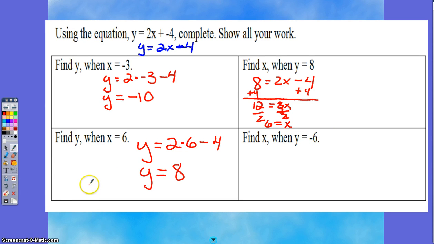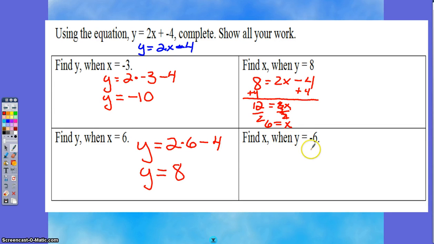Now if I had really been on the ball, I would have noticed that these two questions are asking the exact same thing. When x is 6, I got a y value of 8. So now that I've done that problem, if I look up here, if I have a y value of 8, what's my x value going to be? Well, we already did that. X is 6, y is 8. So if y is 8, x is going to be 6. So if I had really been on the ball, I could have skipped some of this work.